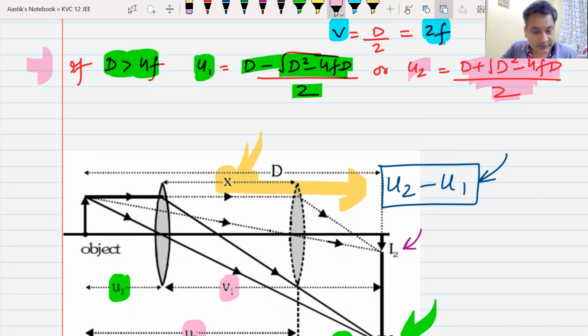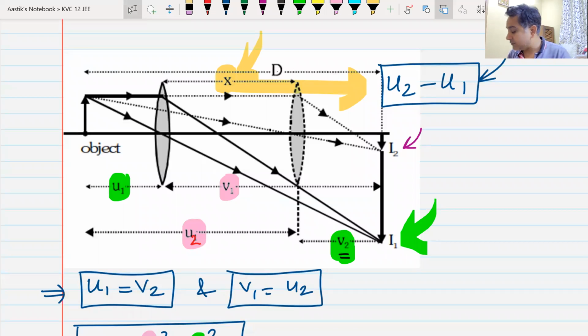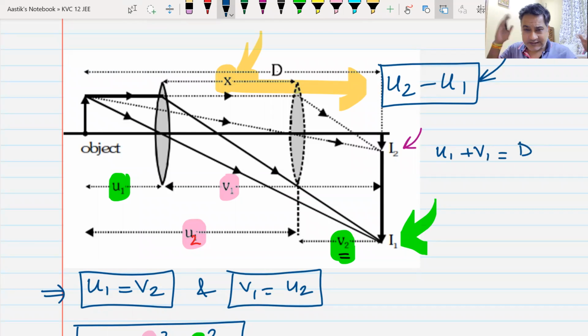Now, the third point here is, once you understand that there are two values of u, u1 and u2, there will be two values of v, v1 and v2. Now, if I just draw the diagram and see, u1 plus v1 will be equal to capital D, because the distance between the object and the screen is fixed. Similarly, u2 plus v2 will also be equal to D. Do we understand this? Yes or no? u1 plus v1 will be equal to D. u2 plus v2 has to be equal to D.